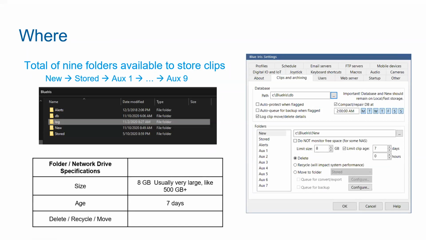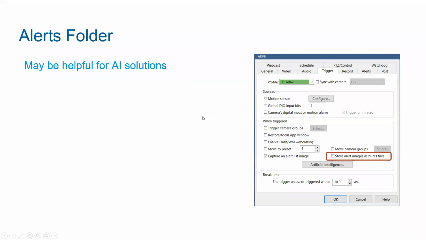Okay, so there's just the alerts folder, just for completeness. It's rarely used. It's based off of the trigger dialog, and if you click store alert images as high res files, this is where it gets stored in the alerts folder. Why would somebody choose to do this? Oftentimes it's for integrations, like AI integrations with vendors.